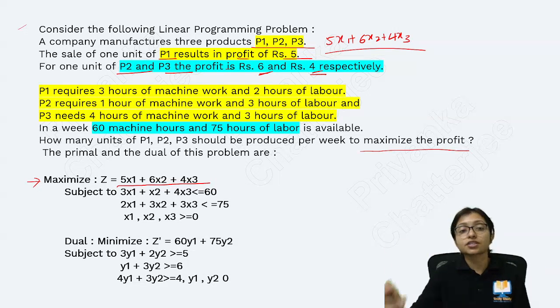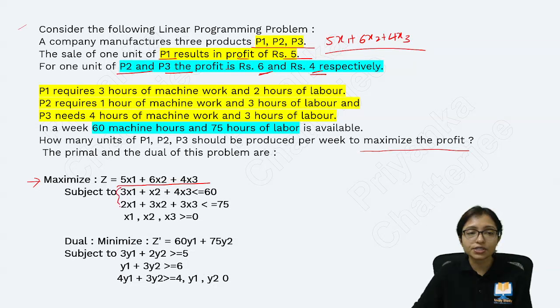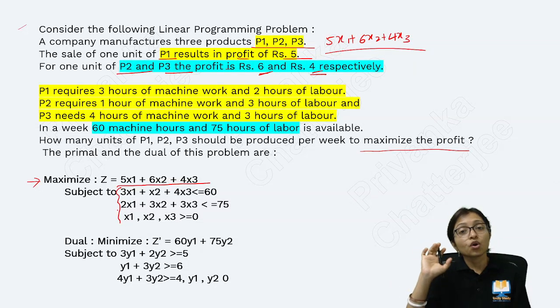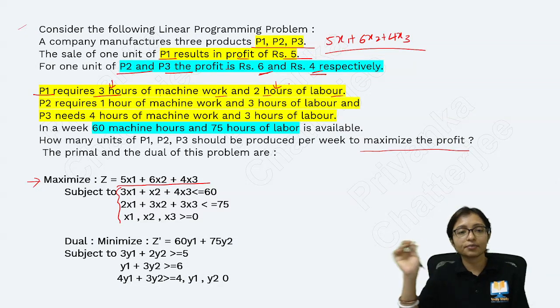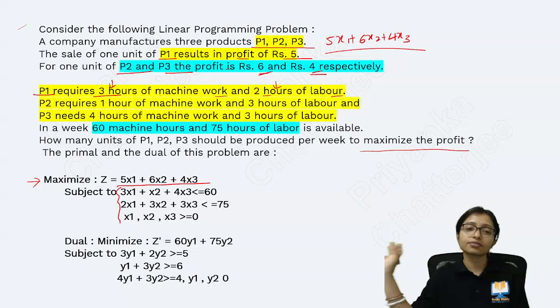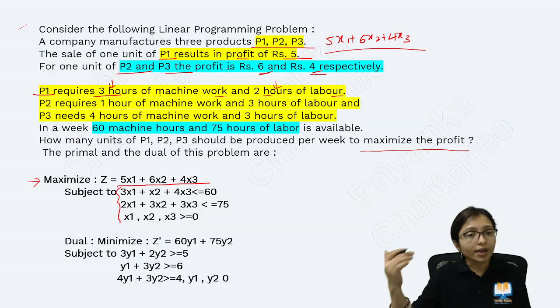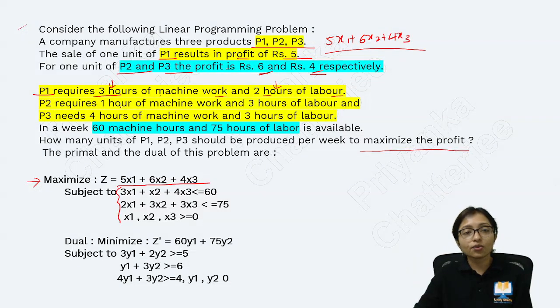After that, the constraints, these are called subject to, meaning these are the constraints. What are the constraints given to me? You can see here P1 requires 3 hours of machine work and 2 hours of labor. Here information is given for both the machine and the labor. So how will I get it? You have to think this way.